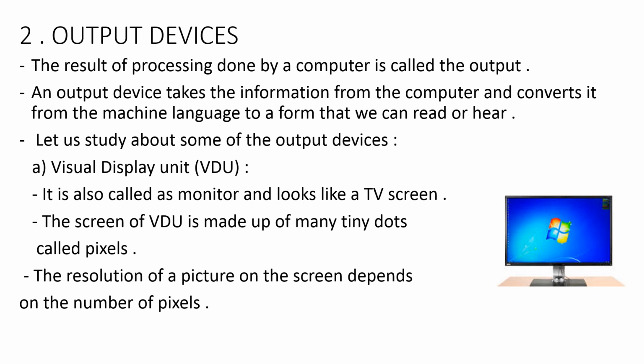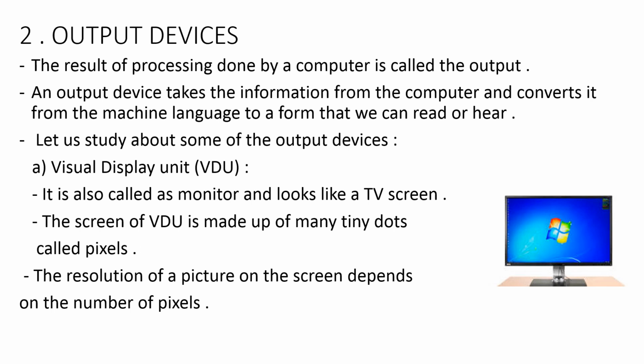So what does the output device do? It takes the information from the computer, it extracts the information from the computer, and it converts that information which is present in the form of machine language into a form that we can read or hear. Understood the function of the output device? Now the result of processing done by the computer is called the output. When the computer processes a certain result, it is called the output.